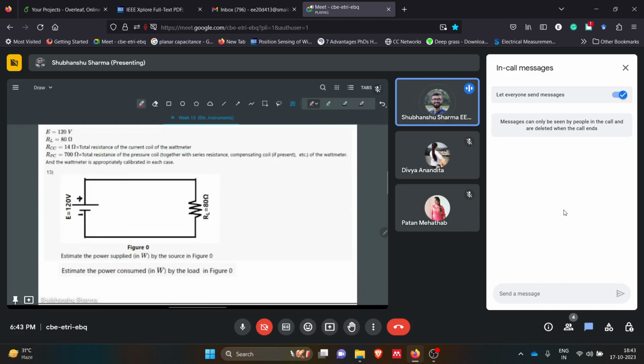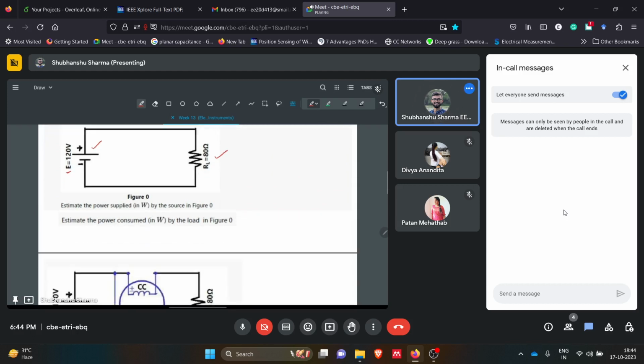Then these kind of questions, where there's an input source, a battery, then you have a load, and you have been asked for the total resistance of the pressure coil. So now there will be different configurations of this wattmeter. Initially they told that RCC, the current coil, has a resistance of 14 ohms, and the power coil has a resistance of 700 ohms. So you have these two things for a wattmeter.